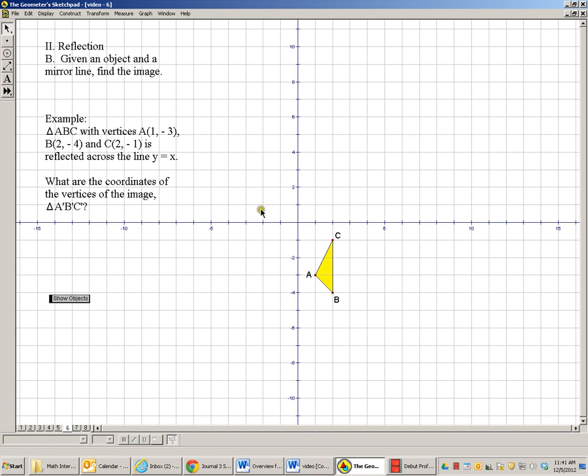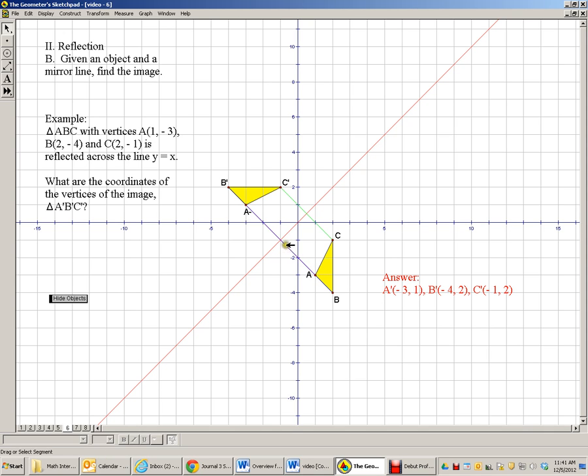So, I'd probably start by actually drawing that line y equals x, which is a diagonal. It's the red line here. Okay, that's the mirror line, y equals x. Since it's diagonal, I know I need to count diagonally. So, for instance, if I start with the point A, how far is A from the mirror?